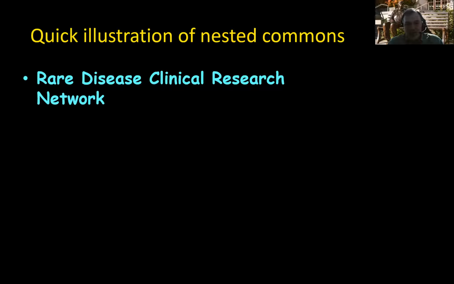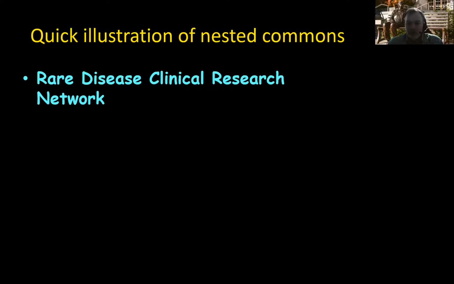So I want to give you a quick illustration as I close of the second observation about nested commons and their importance. I'll use the example of the Rare Disease Clinical Research Network. This was established in 2003 by the NIH. It's essentially a network of research consortia, each of which deals with a different cluster of rare diseases. The basic idea is that the RDCRN is itself a knowledge commons, the goal of which is to explore methods for conducting rare disease research. So you're establishing a series of shared resources for different research consortia.